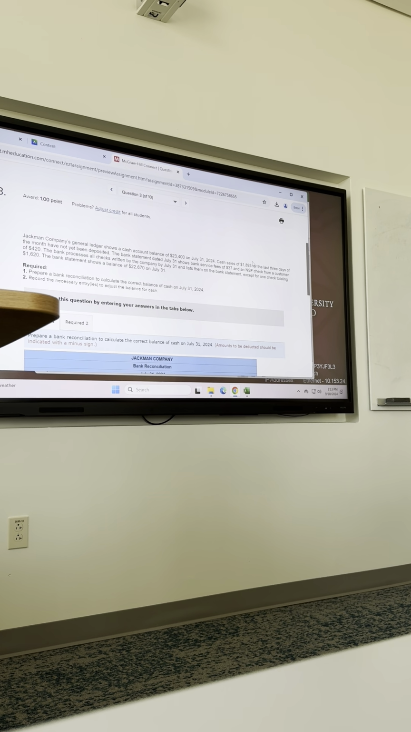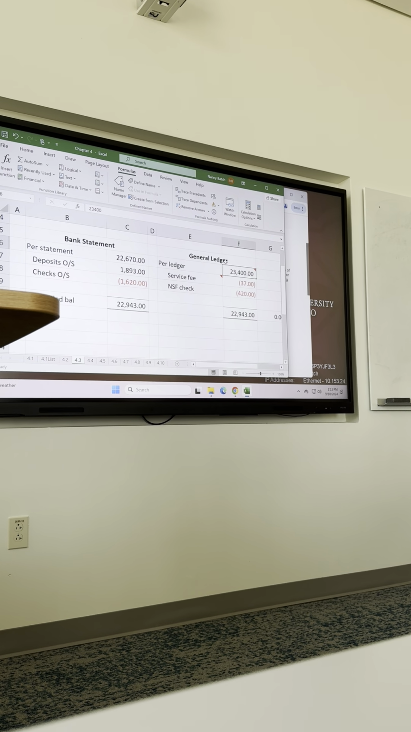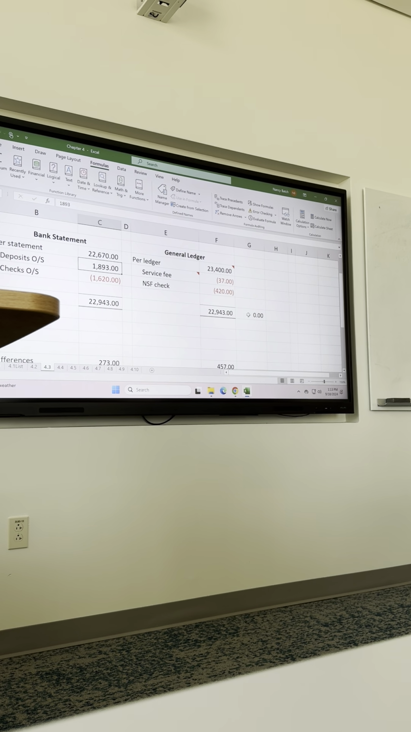And these checks, $1,893, have not hit the bank yet. So this is still outstanding right there. Although I know about it, I've already recorded those receipts on my ledger, but it hasn't reached the bank yet. And now what you see is we're in balance.